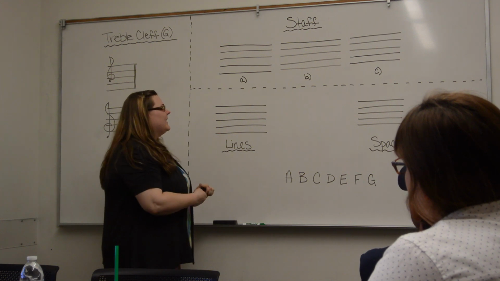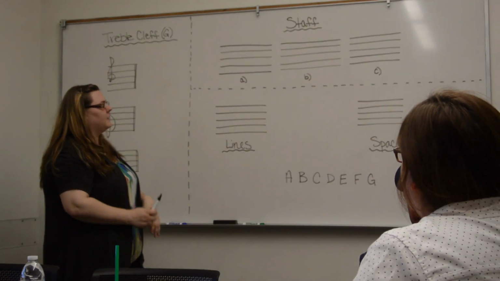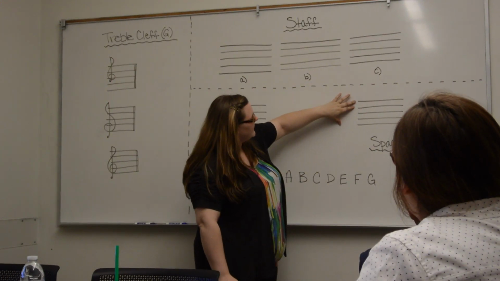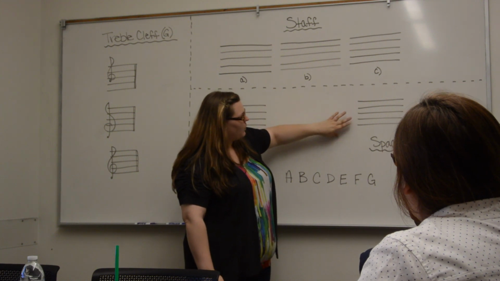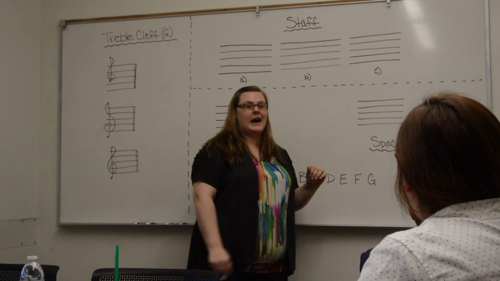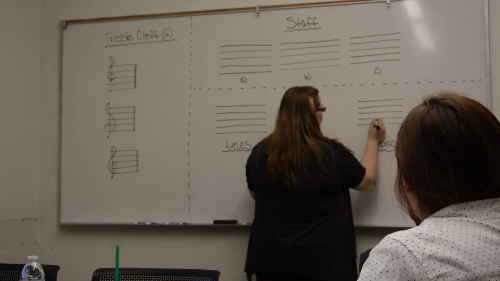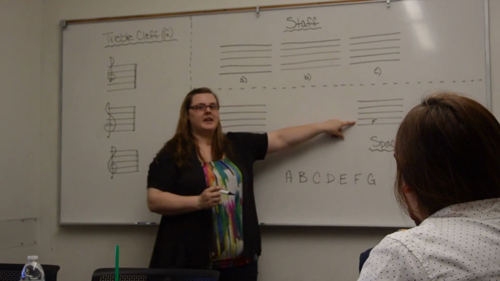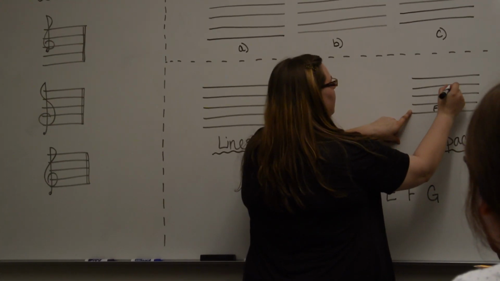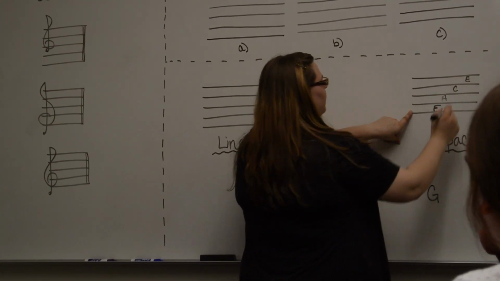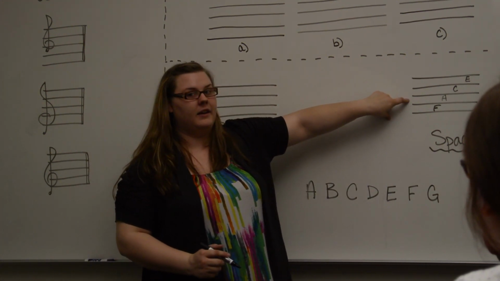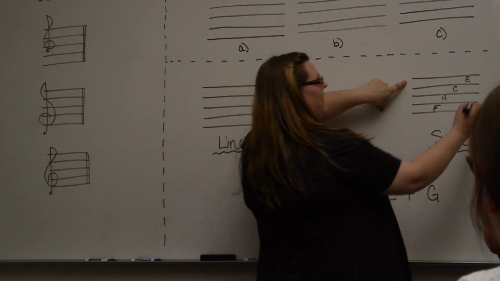All right. So the first thing we're going to learn are the spaces of the staff. As you can see, in between 2 lines, there's a white space. Does everyone see that? Yes. All right, perfect. So we're going to go from lowest to highest. Lowest note in the first space is F. Okay? And as we get higher, we get further into the alphabet. So we have F, then we have A, we have C, we have E. We have a face.